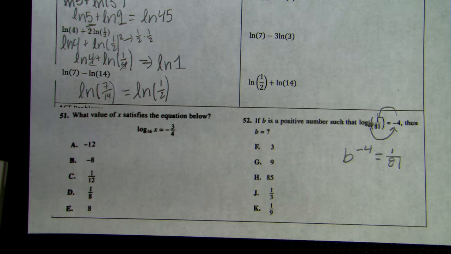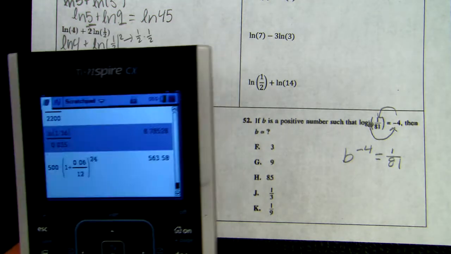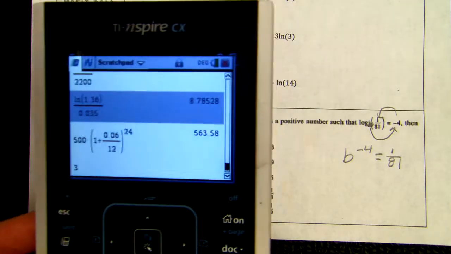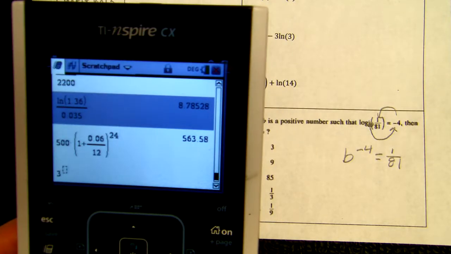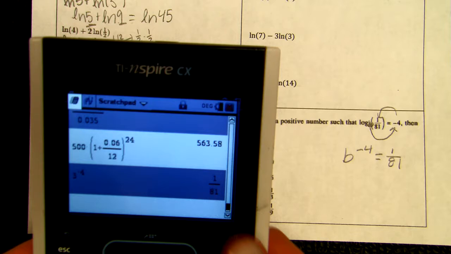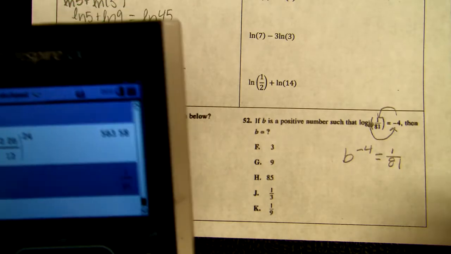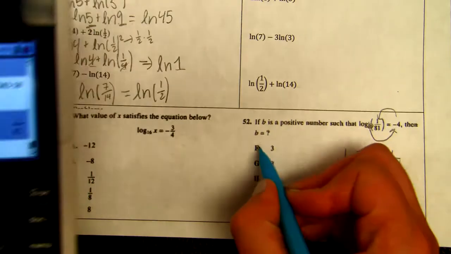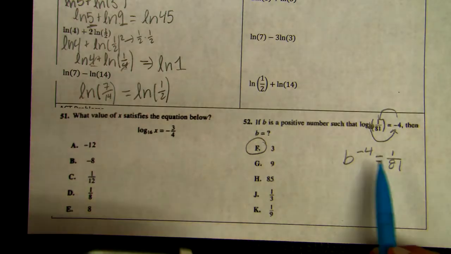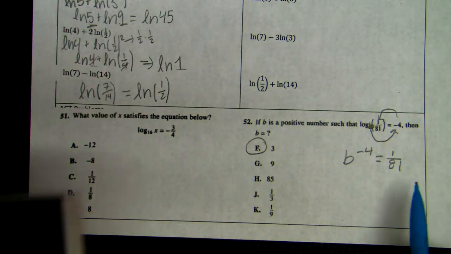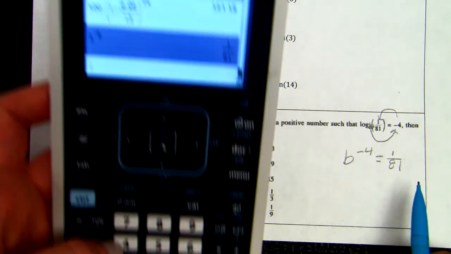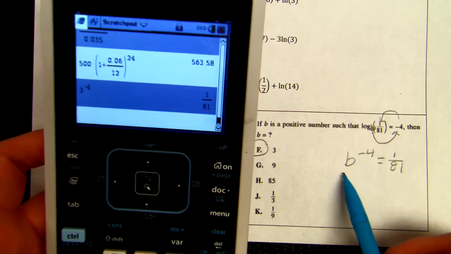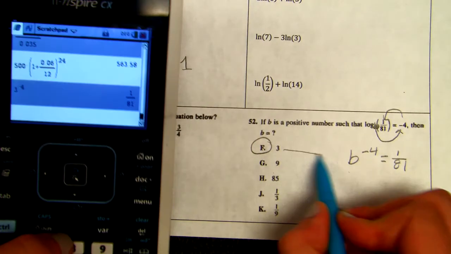I think the easiest way would probably be to just sit there with your calculator and try different ones and say, okay, so 3 to the -4th is 1 over 81. So actually my multiple choice answer strategy worked out pretty well for me because it's answer choice F. It's 3. So if that is enough for you, please feel free to stop watching the video because you could just check our different answer choices and substitute them in for B.